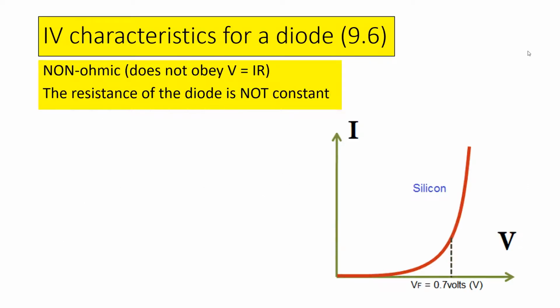So this is the IV characteristic for a diode in the positive region. If you look just after 0, the resistance is still quite high, but then the current will increase gradually. And then above a certain point, for example for silicon above 0.7 volts, the current will start to flow more freely because the resistance is a lot lower. So this is non-ohmic, meaning that it is not a straight line, it is a curve. It does not obey Ohm's law, it does not obey V equals IR, and the resistance of a diode is not constant.